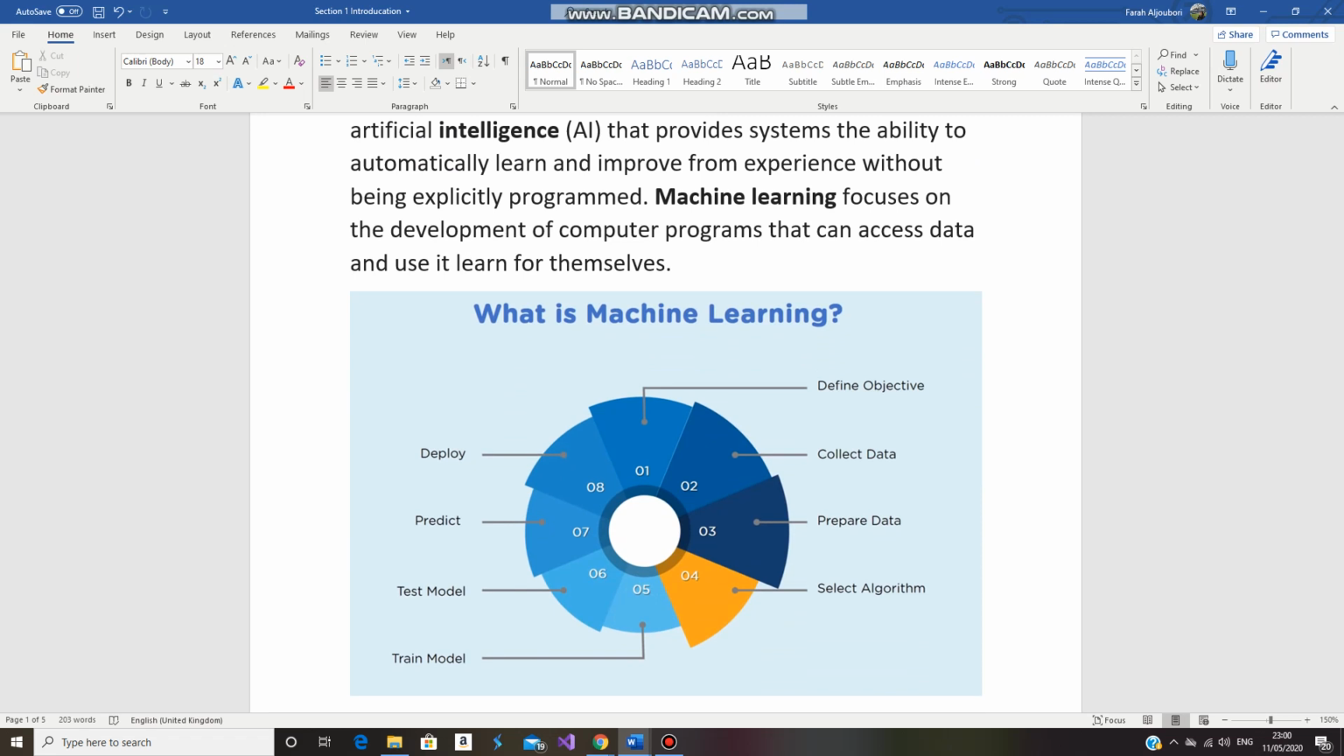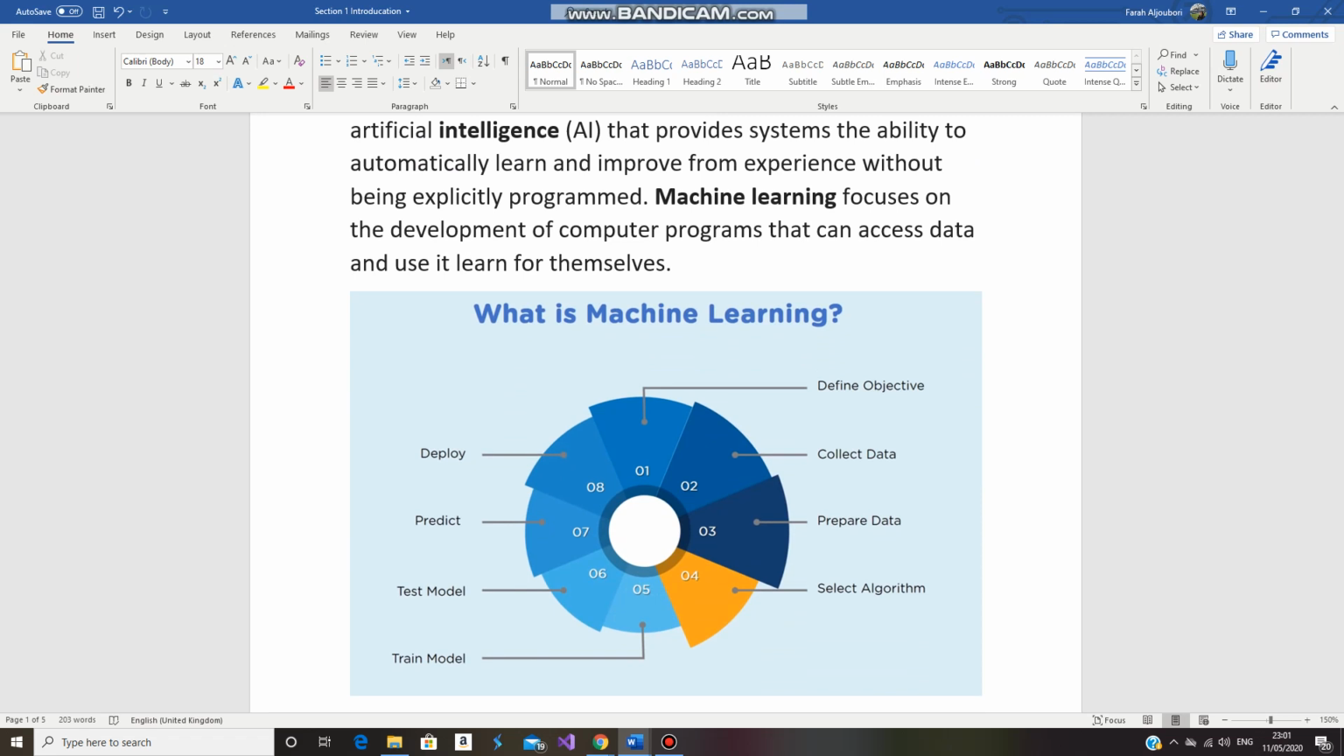Then I need to prepare the data. Then I need to select the correct algorithm. Machine learning has many algorithms, and each algorithm is applied to a specific problem or specific thing I need to learn. Then it's going to deal with it and produce a solution.